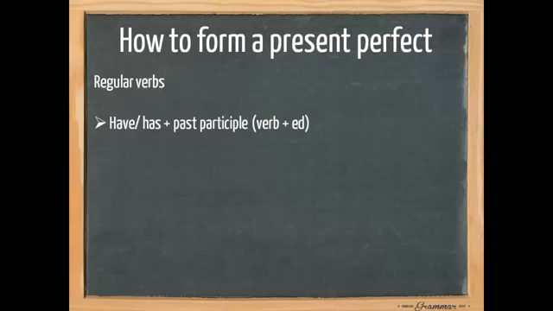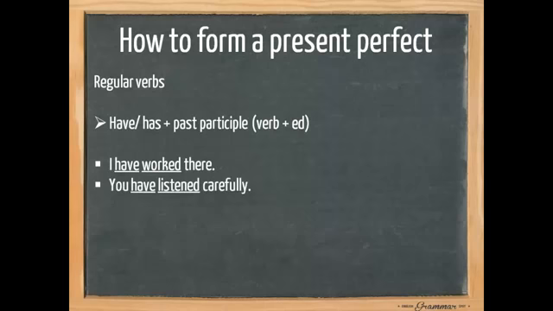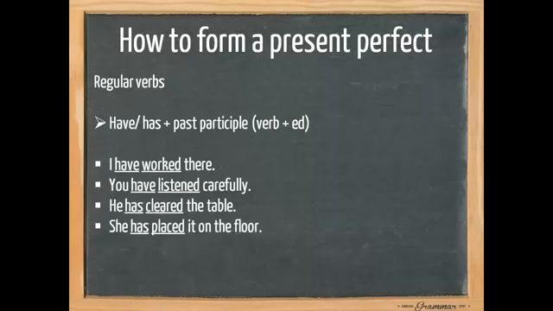For the regular verbs, we use the auxiliary verb to have and the past participle. You can make a past participle by adding ed to the infinitive form of the verb. Now let's have a look at these singular forms. I have worked there. You've listened carefully. He has cleared the table. She has placed it on the floor.